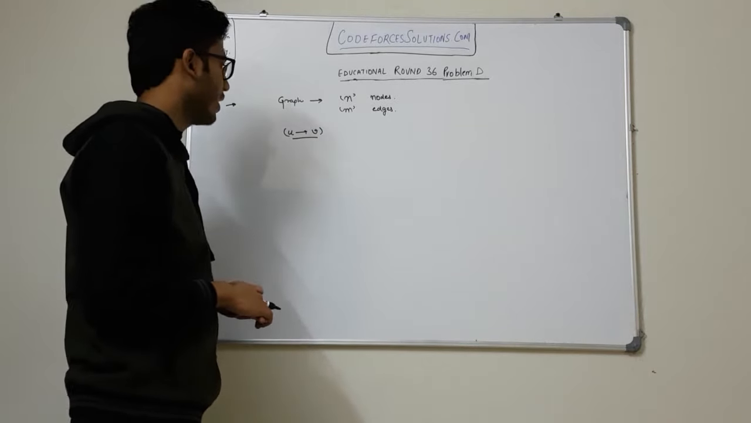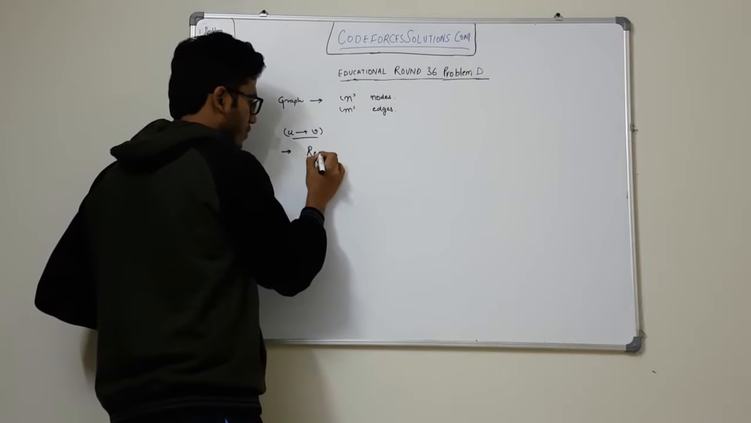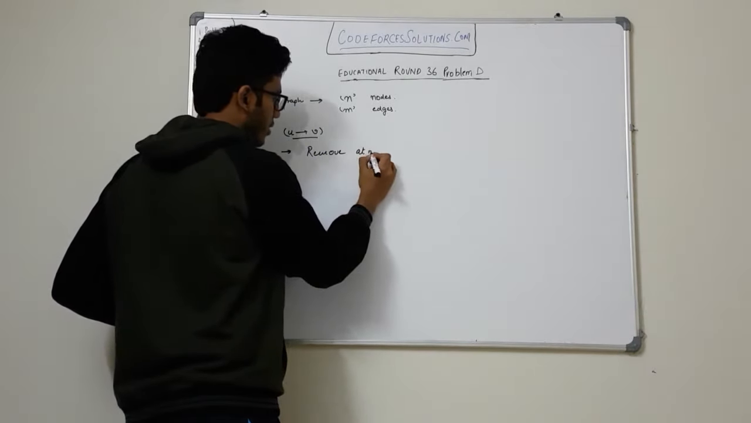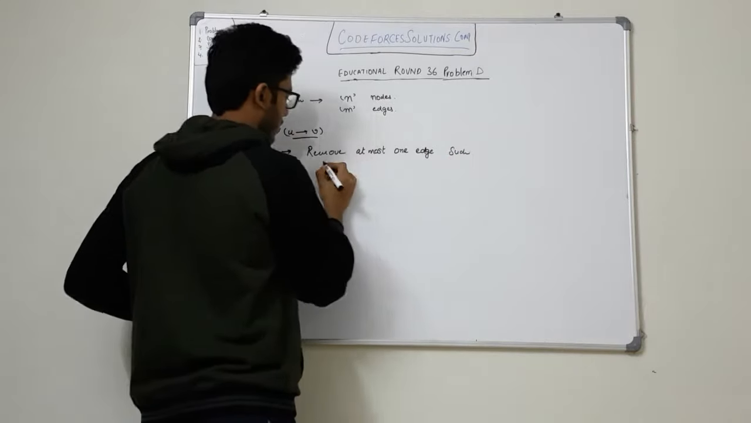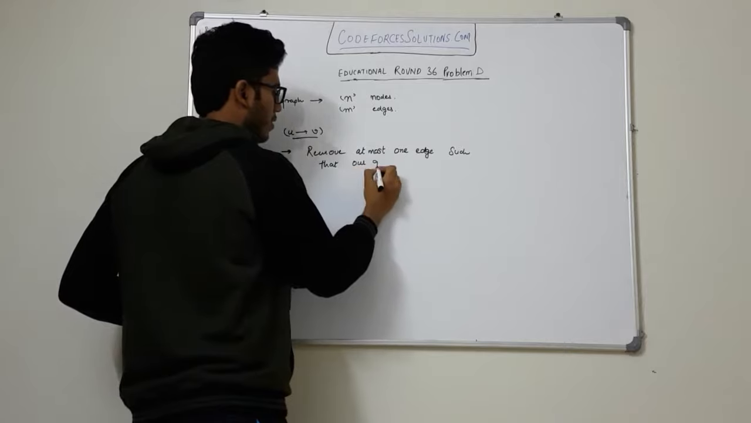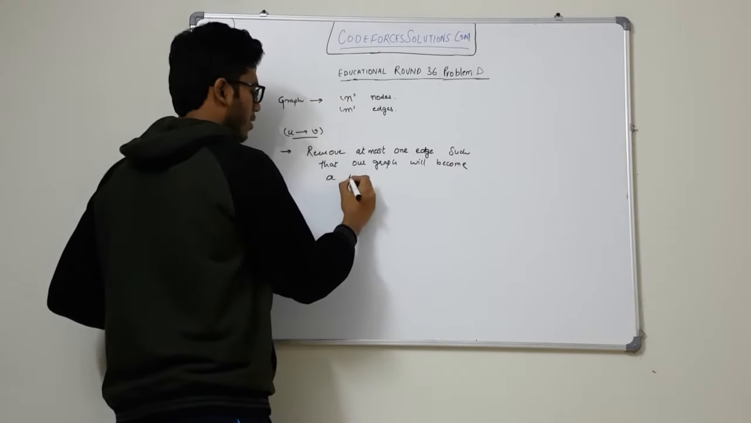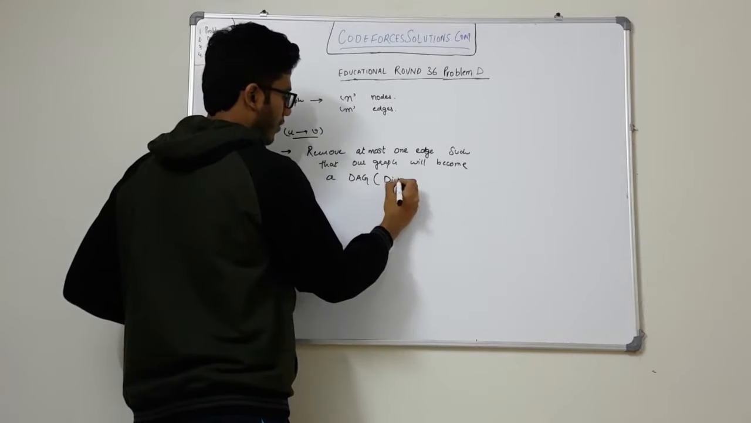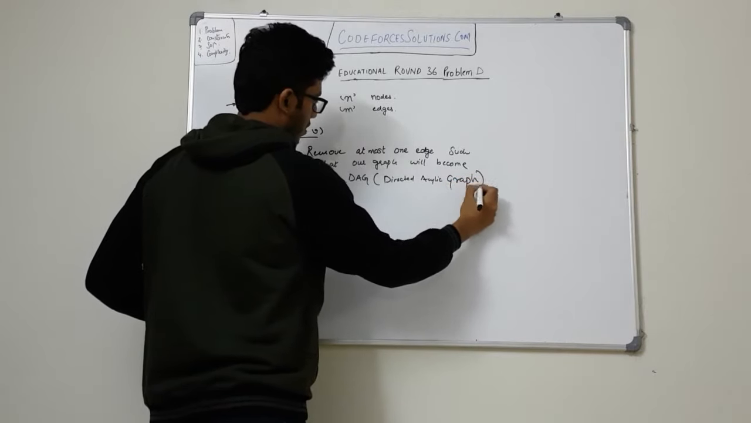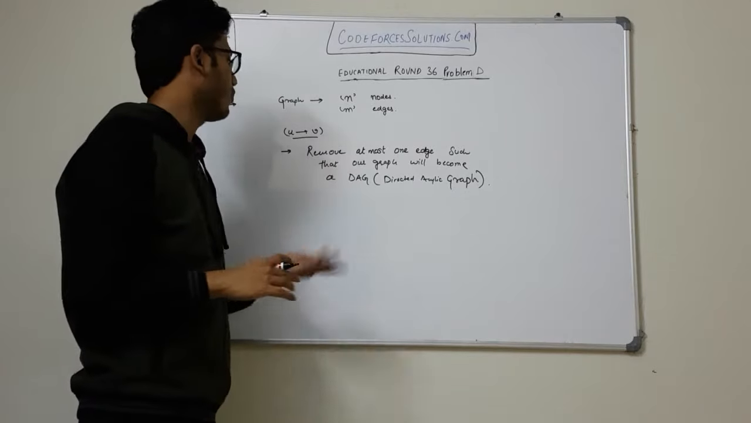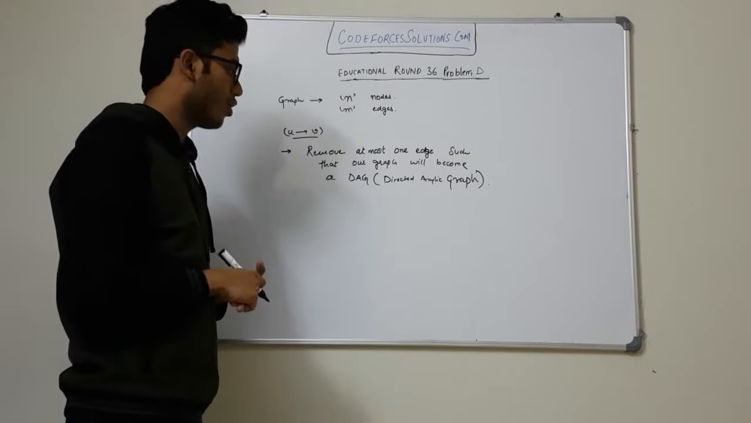So now we need to find whether it is possible to remove at most one edge such that our graph will become a DAG, that is, a directed acyclic graph. So we can remove a maximum of one edge to make it a directed acyclic graph. If it is possible to do this, print yes. If it is not, print no.